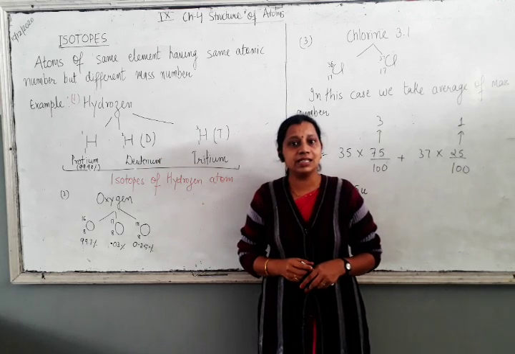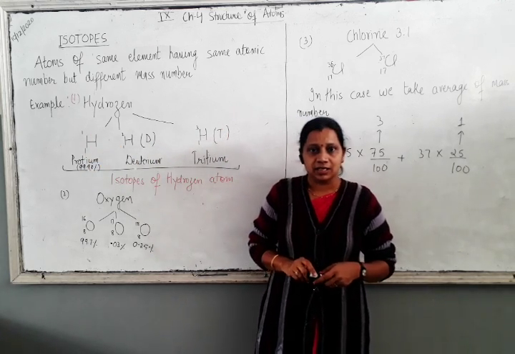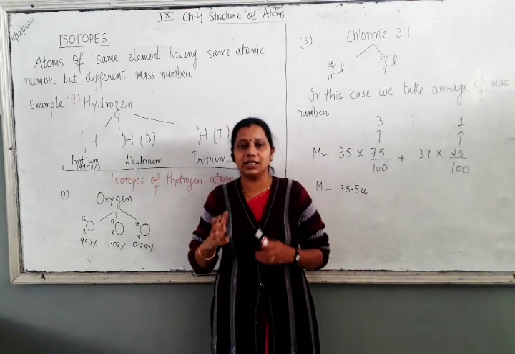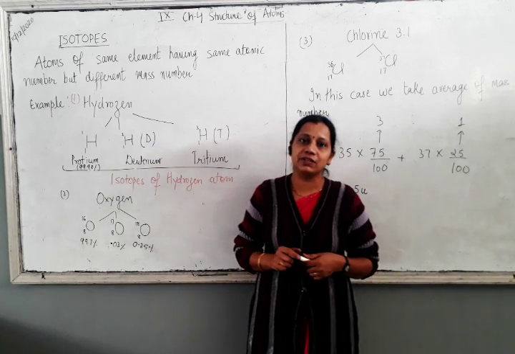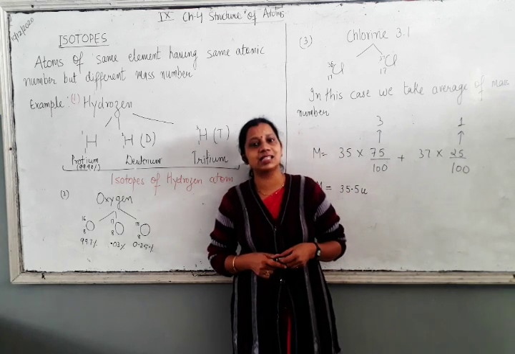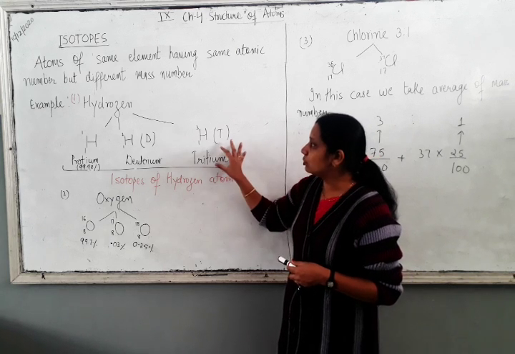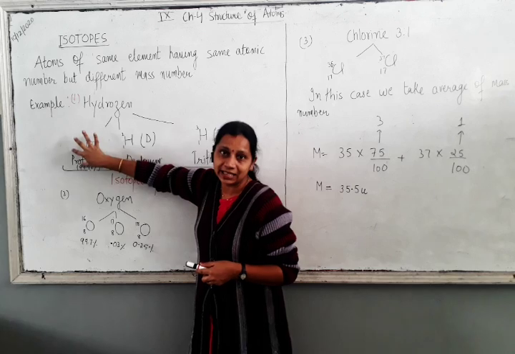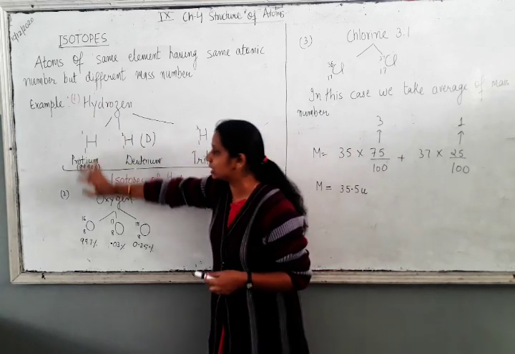If this protium combines with oxygen, it gives you water, that is H2O. That is your water that we consume, we use. When deuterium combines with oxygen, it gives you heavy water, D2O. And that is used as a coolant in nuclear reactors. Here tritium, this one is radioactive. And abundant one is this one. 99.98% of hydrogen in nature exists in this form.